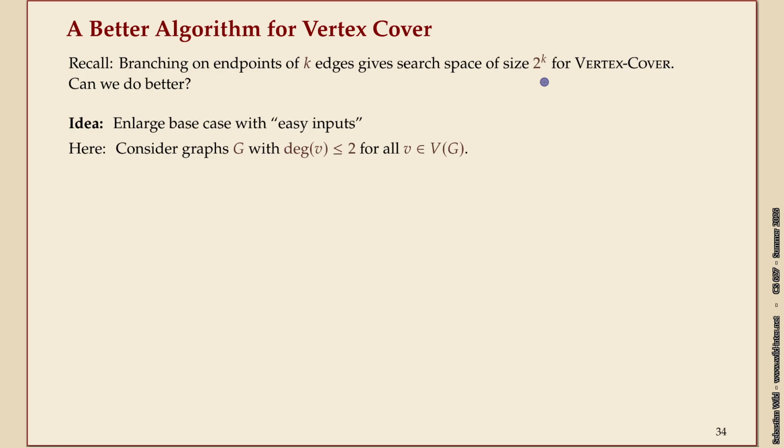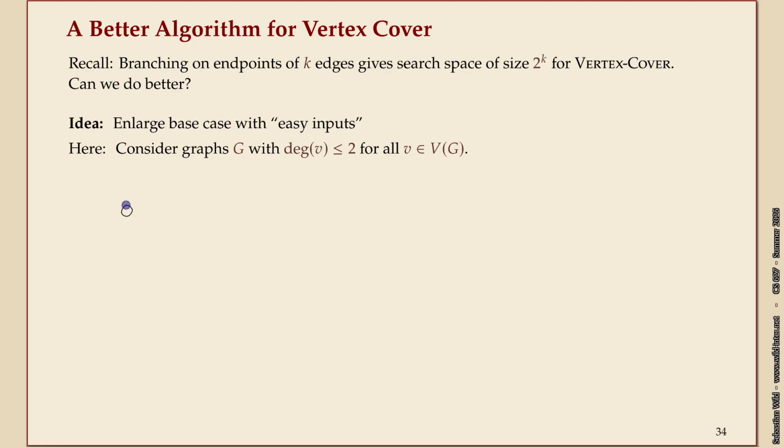One option is to have larger base cases. So cases where we can find or reason about the optimal vertex cover sizes without doing a further recursive step. We don't need the exhaustive search. And so consider the case that we have a graph where all the degrees are at most 2. These are very restricted types of graphs. What can they look like?